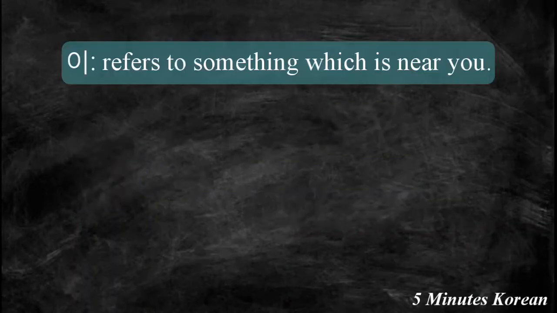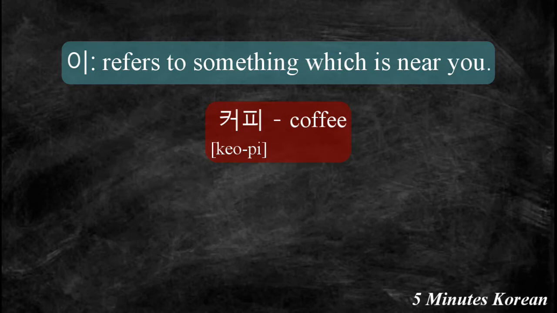So you use the word 이 for something that is near you, when you are pointing at something that's near you, right in front of you. Yeah, right. So, 경은, let's look at some examples. What is coffee in Korean? It's really, really difficult to say. Stop kidding. What is coffee? Right. It's coffee.